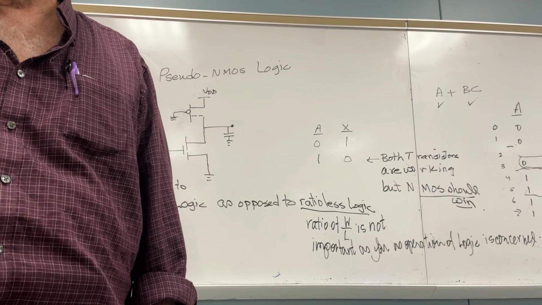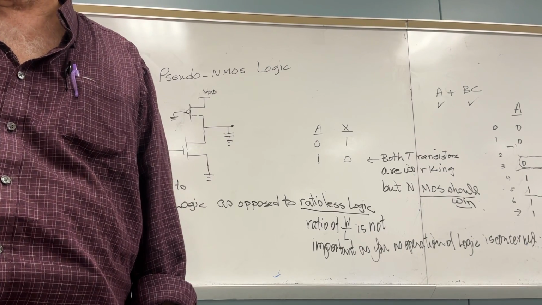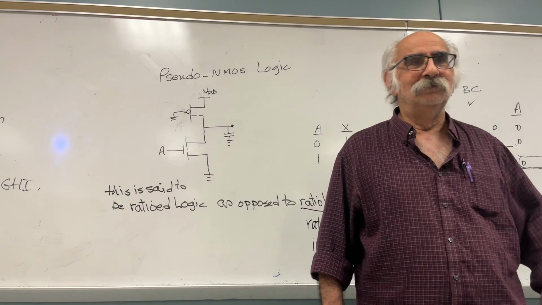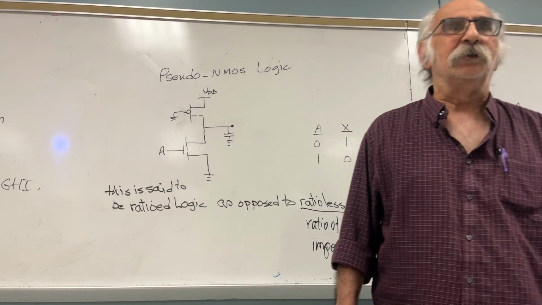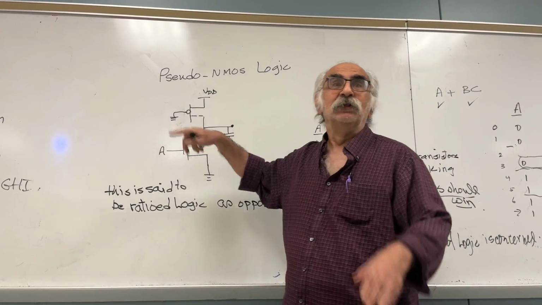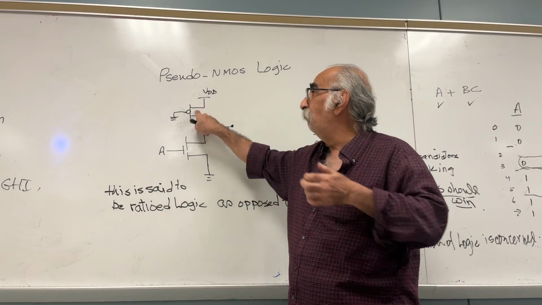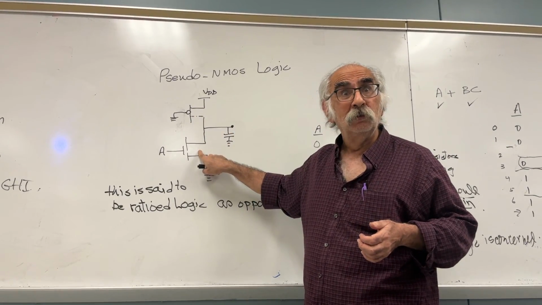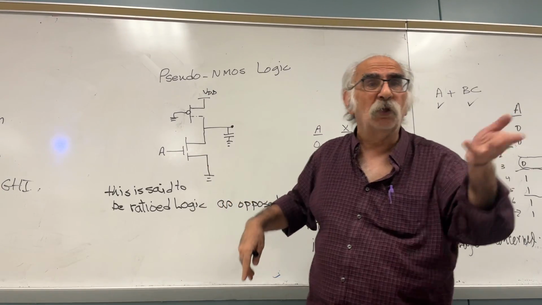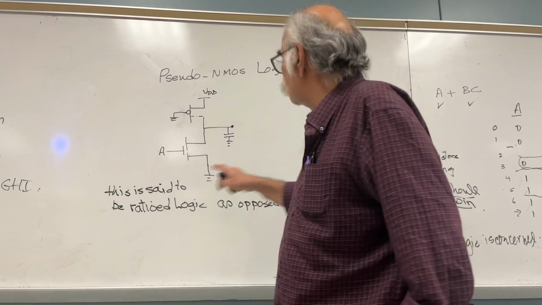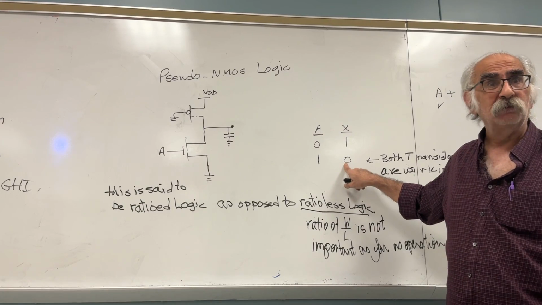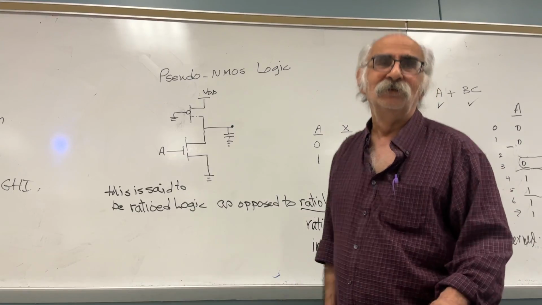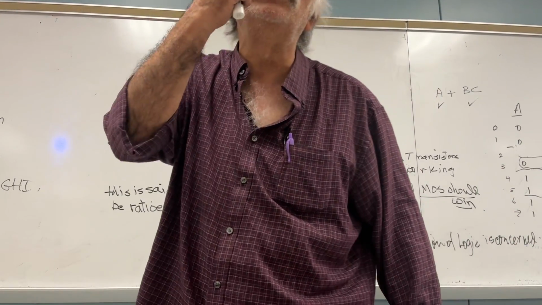So just to make sure I'm understanding correctly, ratioed logic means if we chose W over L poorly, then that wouldn't act as an inverter per se? That is correct. If you chose W over L for this one higher than this one, the logic is not going to work. A is 1, what would this one be? 1. Is that an inverter? No. Then the logic did not work.